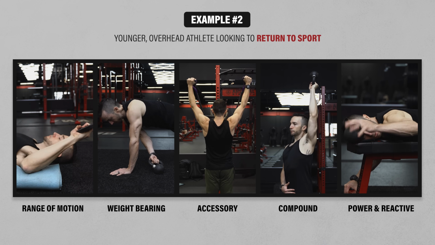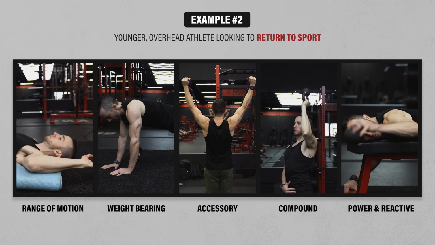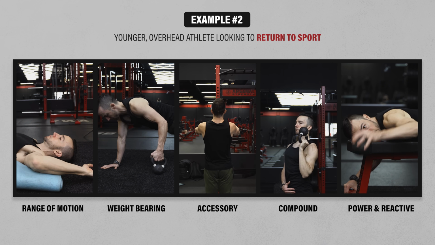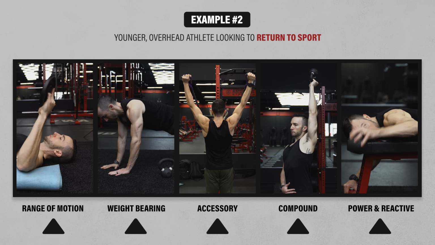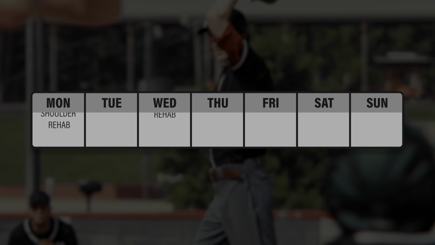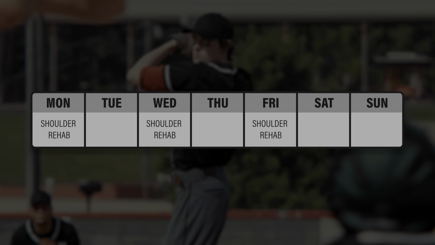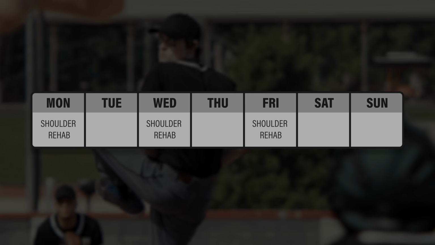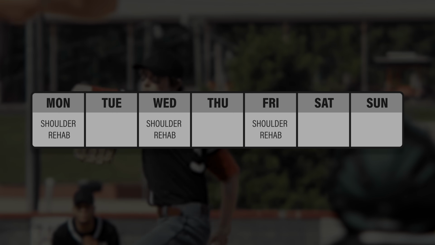On the other hand, a younger overhead athlete looking to return to sport may incorporate most, if not all, of the exercise categories presented. Since they are doing more volume overall, they may decide to split these exercises across 2 to 4 days a week.